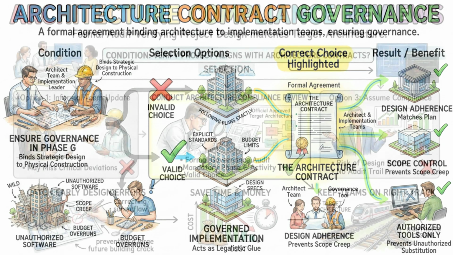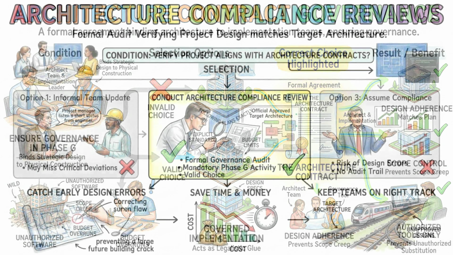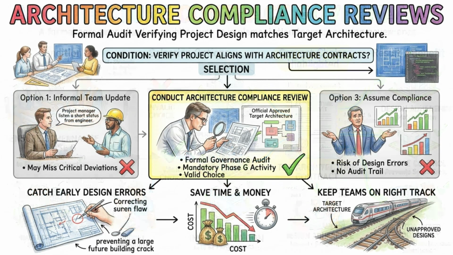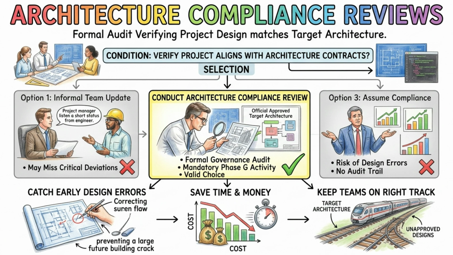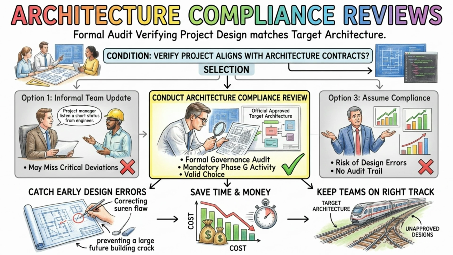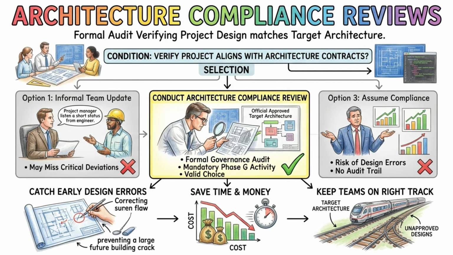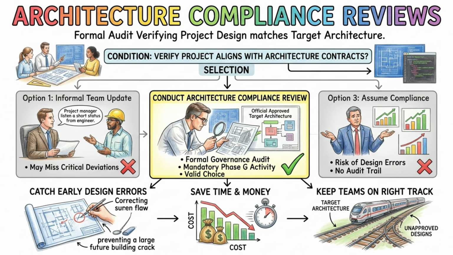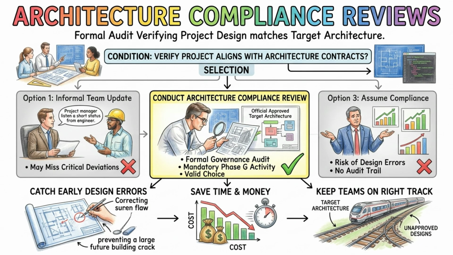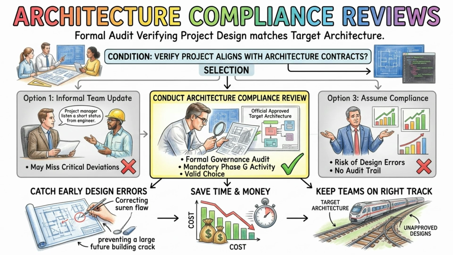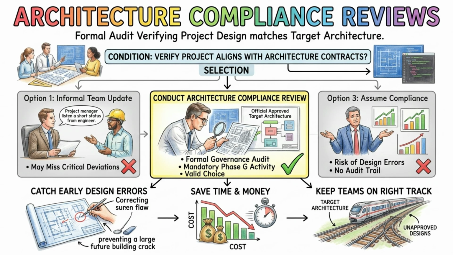To verify that projects are following these contracts, the architecture team conducts architecture compliance reviews. A compliance review is a formal audit of a specific project to ensure its design and implementation match the approved target architecture. These reviews help catch design errors early in the development lifecycle, saving the company time and money. On your exam, remember that compliance reviews are the primary governance activity executed during Phase G to keep implementation teams on the right track.